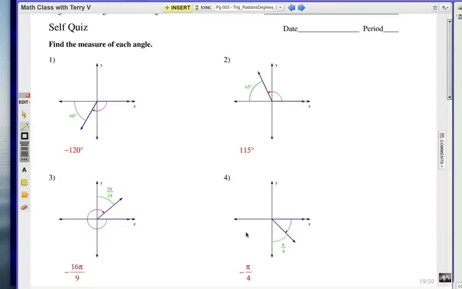And finally, we have pi over 4, and we have another pi over 4 because that's 1/2 of a pi going down to 90 degrees. Negative pi over 4.